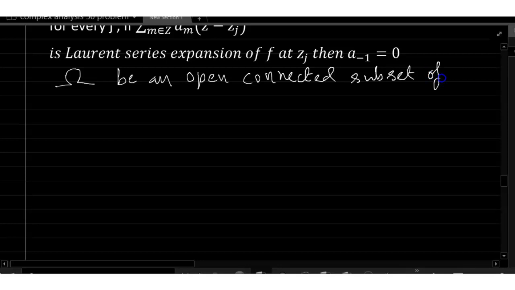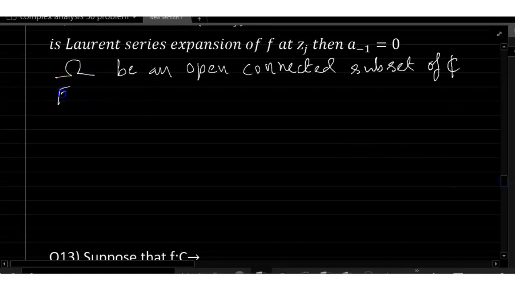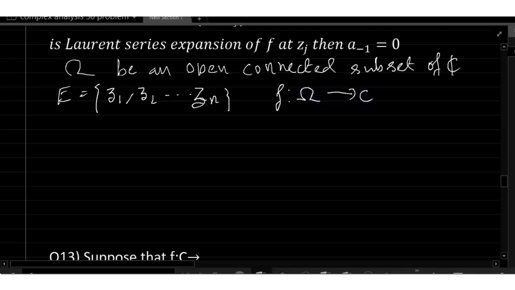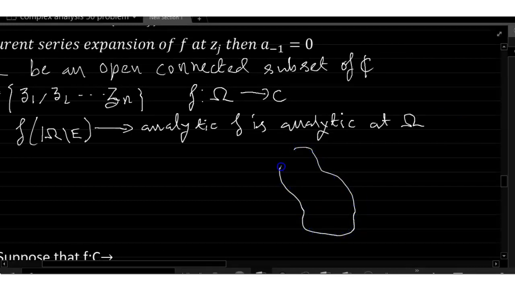Subset of C. Let omega be an open connected subset of C, and E equals {z1, z2, ..., zn} such that f from omega to C, and if f restricted to omega is analytic at, so suppose this is my set and there is a point z1, z2, you get this kind of point.